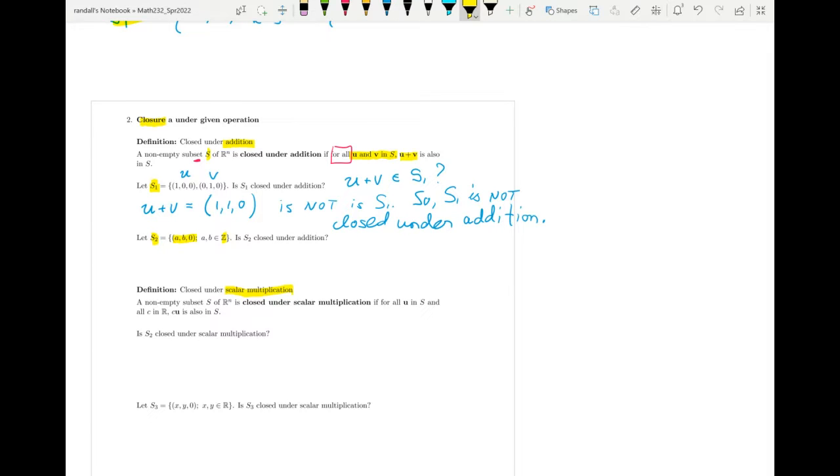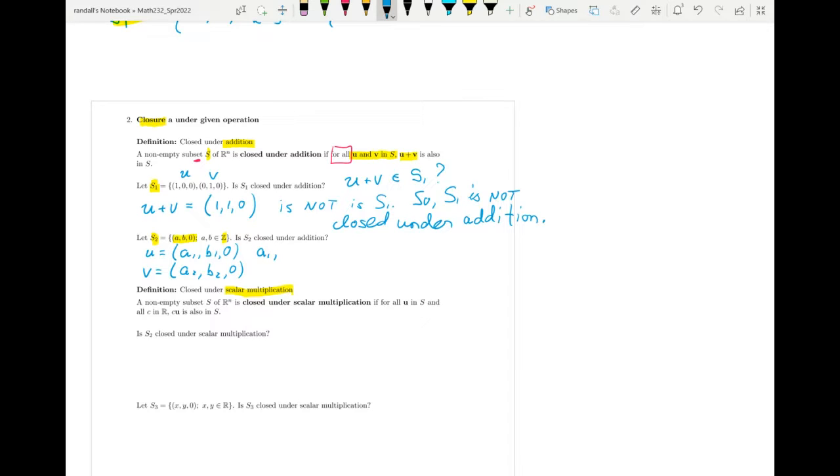Is this closed under addition? Well, let's take any two vectors in there, and let's see what we get when we add them. So let's take a u to be (a1, b1, 0), and a v to be, let's call it (a2, b2, 0). So there's two vectors from the set S2 because they have the form specified in the definition of the set S2, namely that their first two components are integers. So a1 and b1, a2 and b2, they're all integers.